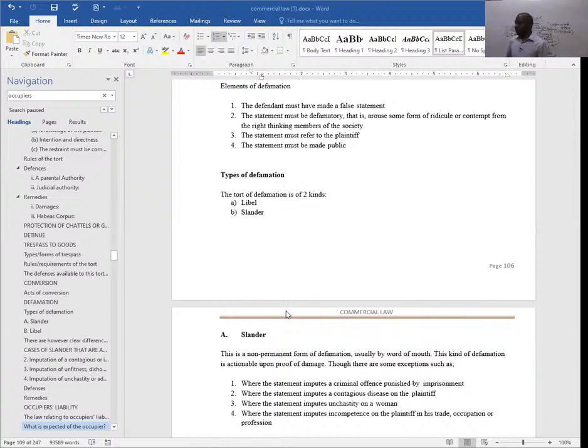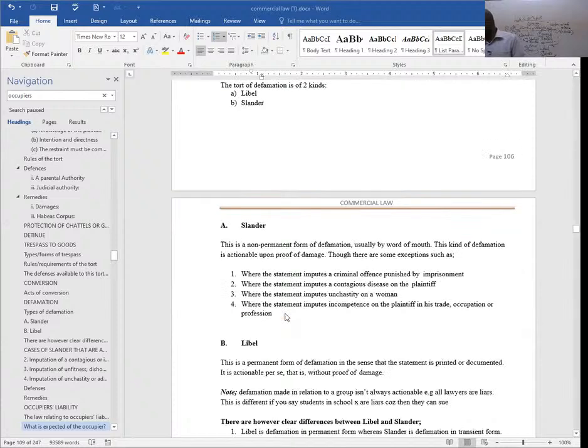Then number three, where the statement imputes unchastity on women. Then number four, where the statement imputes incompetence on the plaintiff in his trade, occupation, or profession. So if you are qualified, maybe a doctor, yet someone out there is spreading rumors that you're not a qualified doctor, such that it impacts on your profession, you're not able to get patients to treat, or customers. So you don't have to wait for such to happen. Immediately you hear of such, of course you can accuse someone in a court of law of what you are calling defamation by slander.